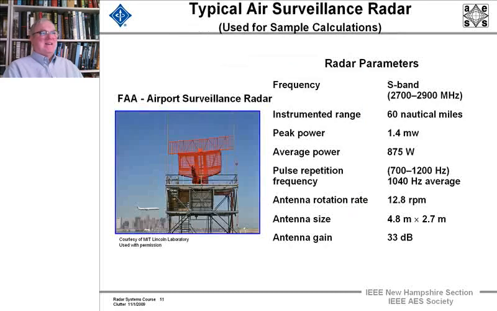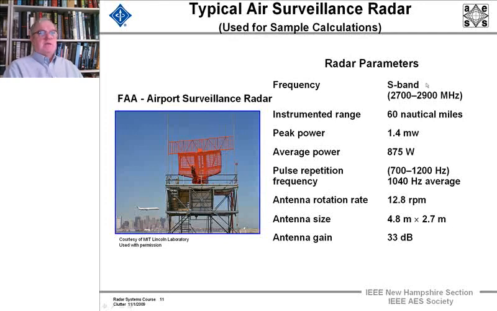Anyway, in the next couple of view graphs, we're going to be looking at a typical air surveillance radar that's used at hundreds of airports in the United States. And here's a picture of one in the Boston area. I believe it's an ASR 9. It might be an 8. But they all have basically the same parameters.